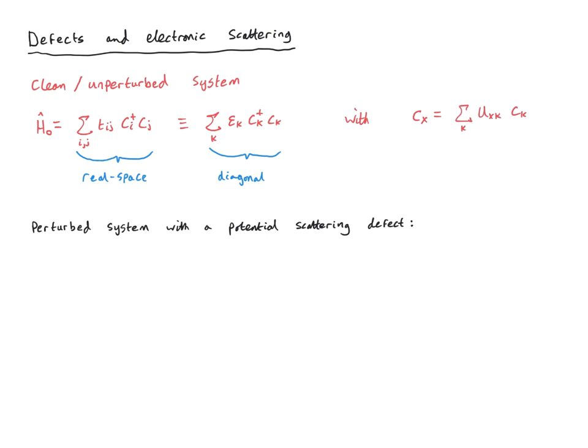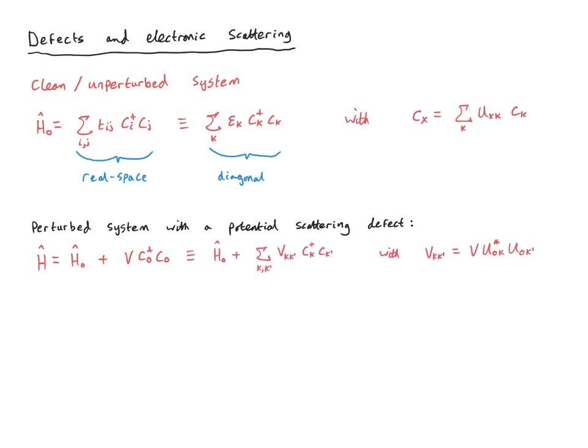Next, we'll consider the perturbed system with a potential scattering defect. This defect will be some local potential sitting somewhere in real space, which causes the electrons of the clean system to be scattered. We'll write that the full Hamiltonian of our perturbed system will be our clean system, H0, plus the defect, and the defect will be parameterized by this coupling constant V times the number operator for the zero orbital in real space, C0 dagger C0. I'm just choosing the zero orbital here as a reference for our potential scattering. It could be anywhere in the system. This is just a choice of the origin of our coordinate system.